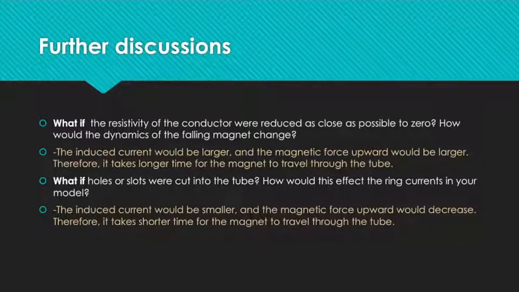Some further discussions. What if the resistivity of the conductor were reduced as close as possible to 0? I'm assuming that the induced current will be larger since the resistance is smaller, and the magnetic force upward will be larger as well, so therefore it takes a longer time for the magnet to travel through the tube. And also, what if holes or slots were cut into the tube? How would this affect the currents in the model? I'm assuming the induced current would be smaller, and the magnetic force upward would decrease, so therefore it takes a shorter time for the magnet to travel through the tube.